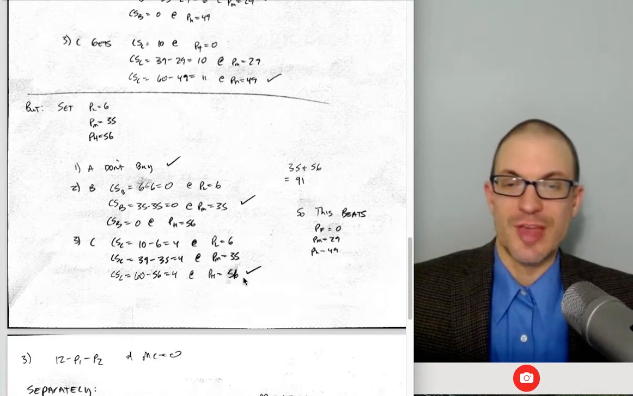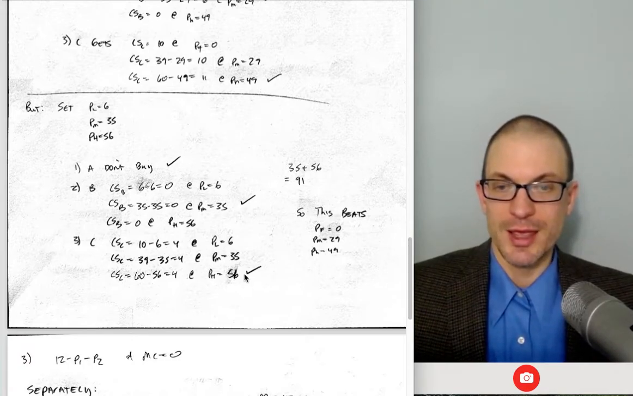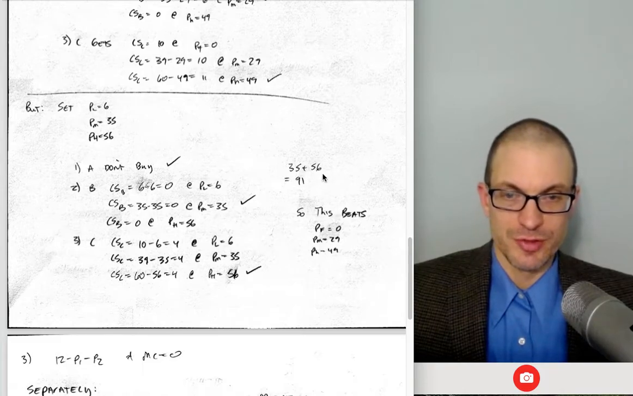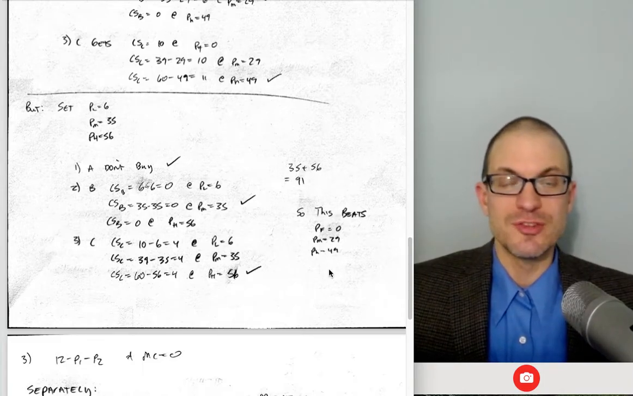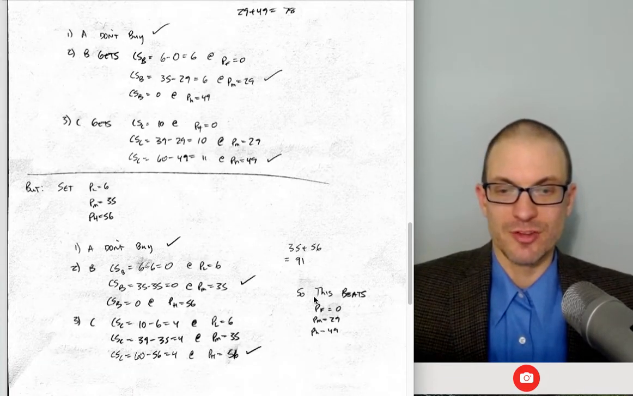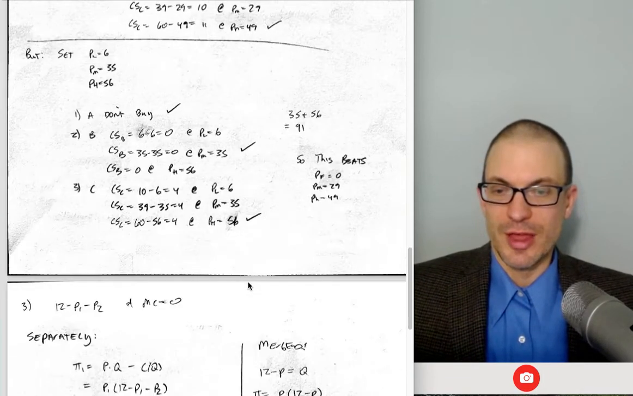So this actually works. This would get them each to buy the intended product. And then our profits would be 35 plus 56, which is 91. This actually beats the original that I had listed in the problem. So this would be the profit maximizing version. So that's what we're looking for.